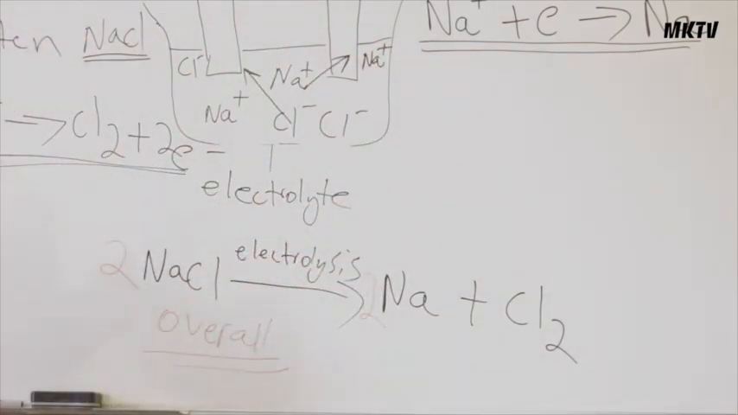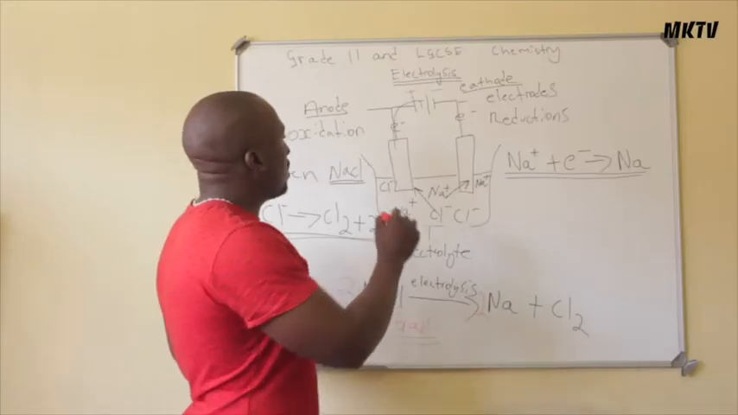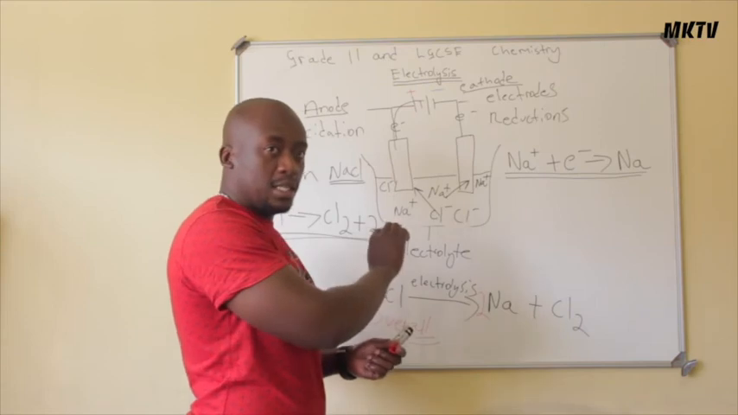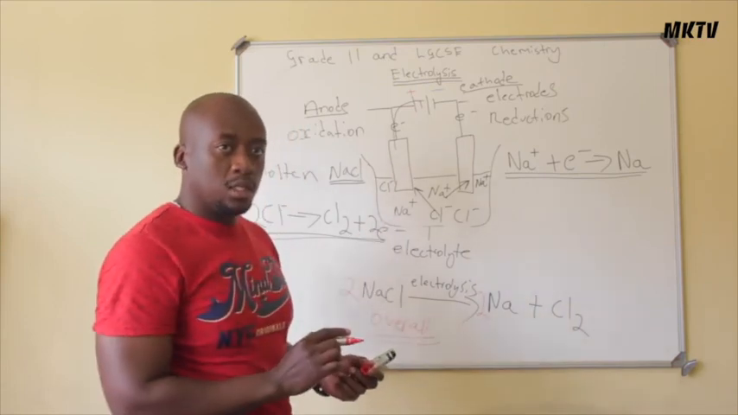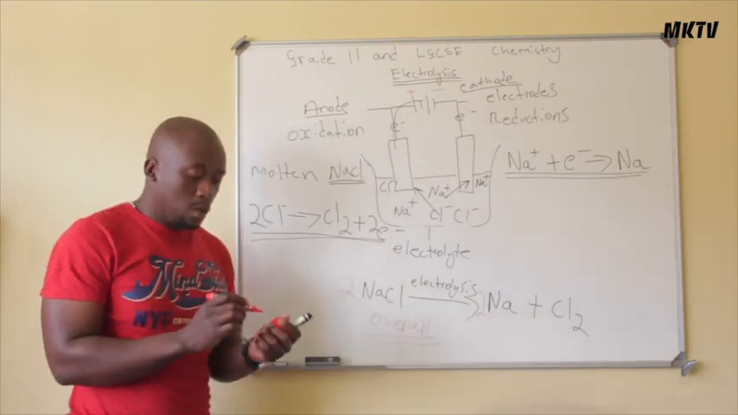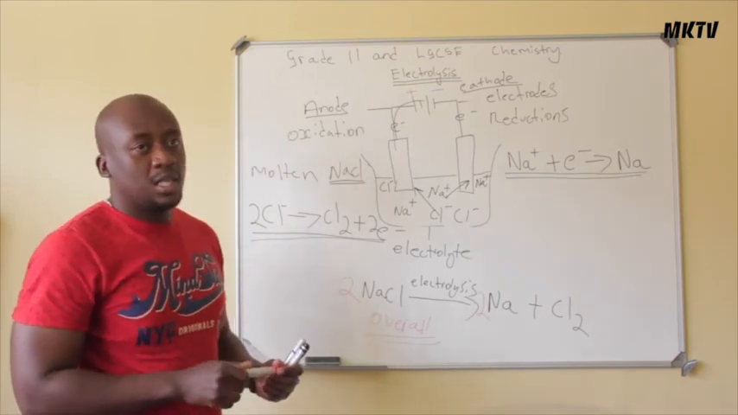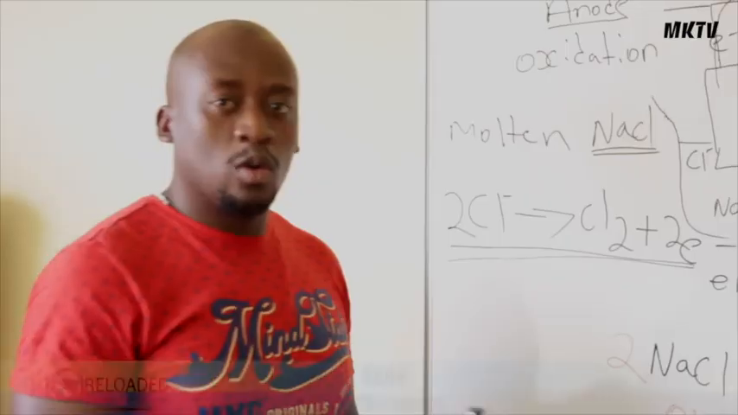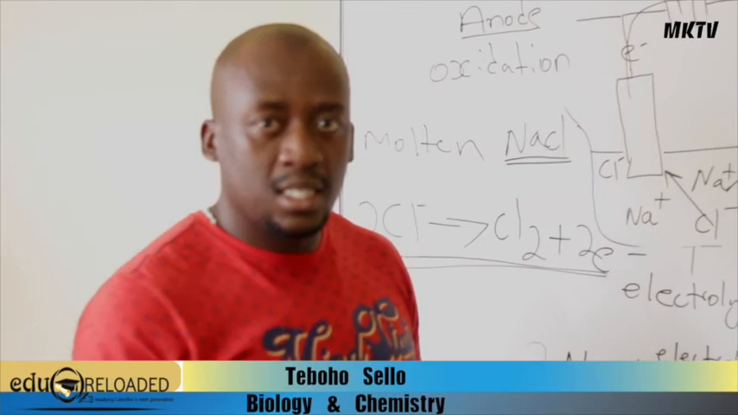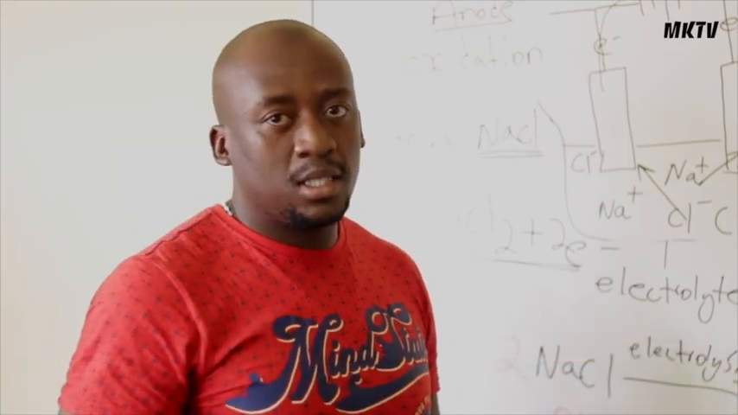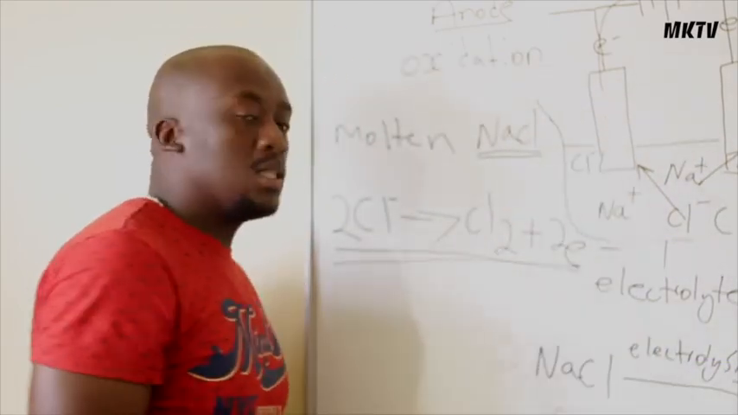So now I would like you to do a simple one. This one is the electrolysis of molten sodium chloride. So at home, you can do a little bit of practical. You can do electrolysis of molten lead bromide. Show how to electrolyze lead bromide in an electrolytic cell.